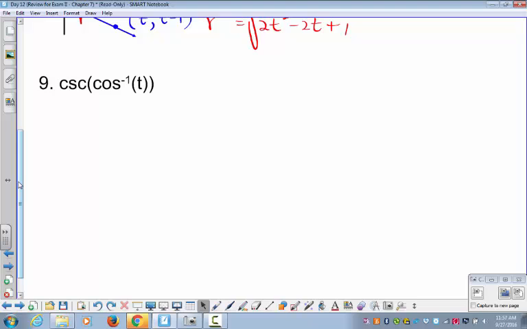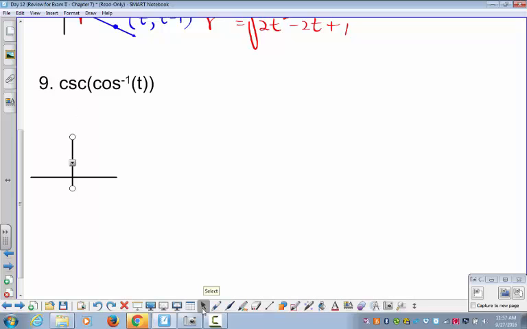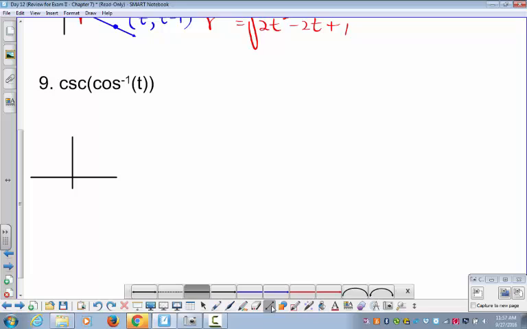Pick quadrant 1. Go with quadrant 1. When in doubt, go with 1. All right, so this is an angle on top. We can pick any quadrant we want. I'll just pick 1. We pick a terminal point.